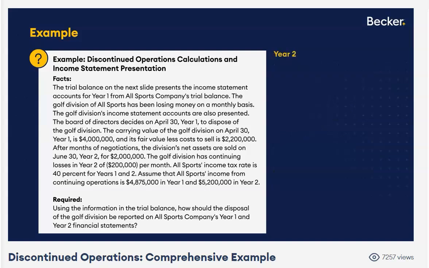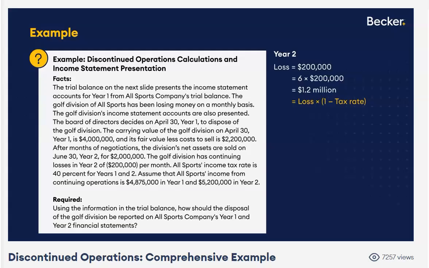Now, year 2, we know we have the loss on actual sale of $200,000, the loss on disposal, but we're also going to have the loss on operations. Now, from January 1 to June 30th of year 2 is 6 months. 6 months times the $200,000 a month. In year 2, we'll have loss of operations, but only of $1.2 million before tax. And then that'll be multiplied by 1 minus the tax rate.